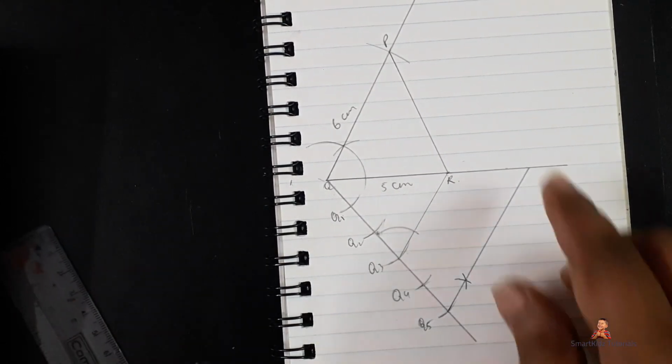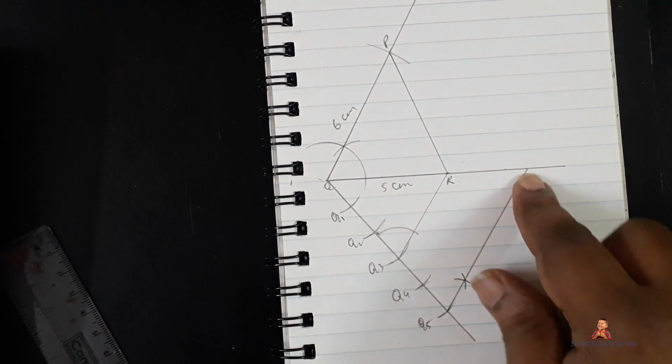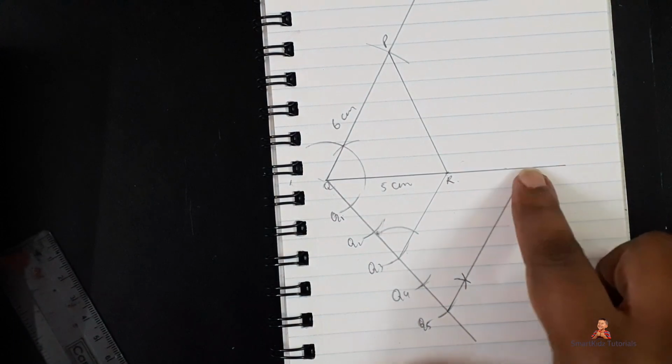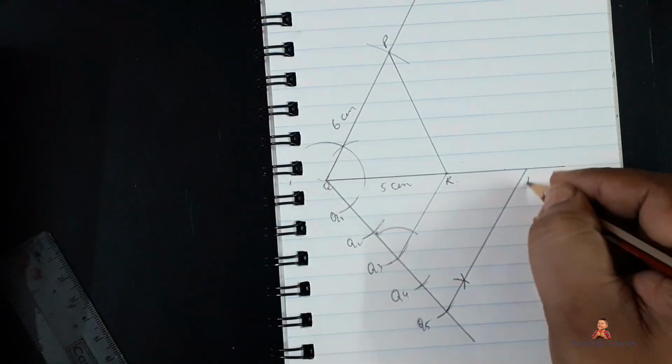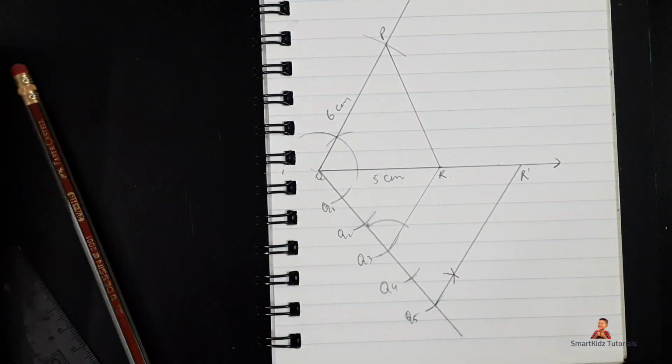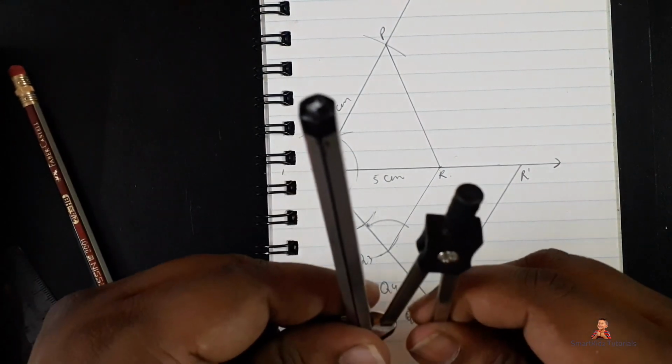Then we need to draw a line from here that is parallel to this. That will become P dash, and we can mark this as R dash. So once again the same procedure. We'll take a length over here.